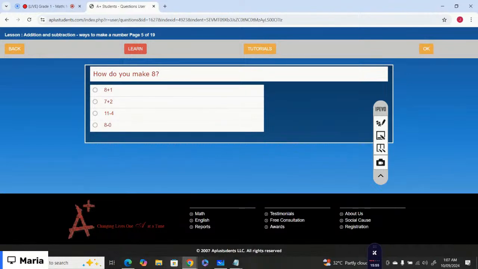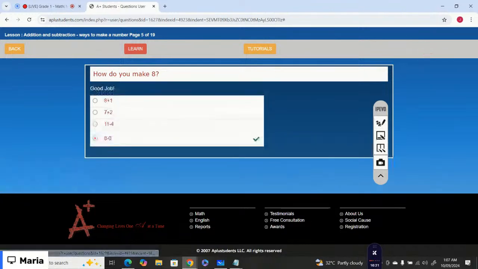How do you make 8? Which is the correct option? That is the last one. Very good. 8 take away 0 is 8. Option number 4 is the correct option. That is 8 take away 0 is 8.